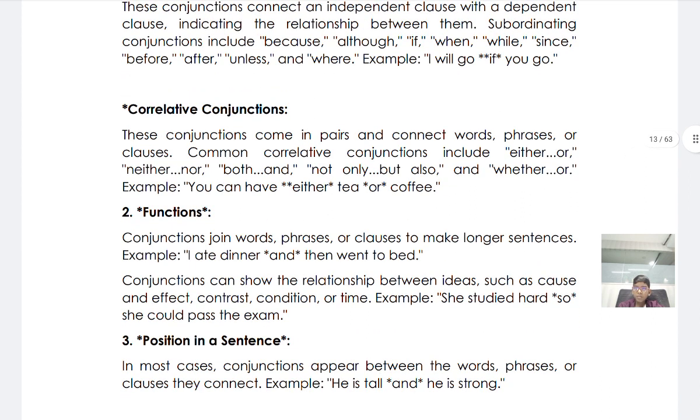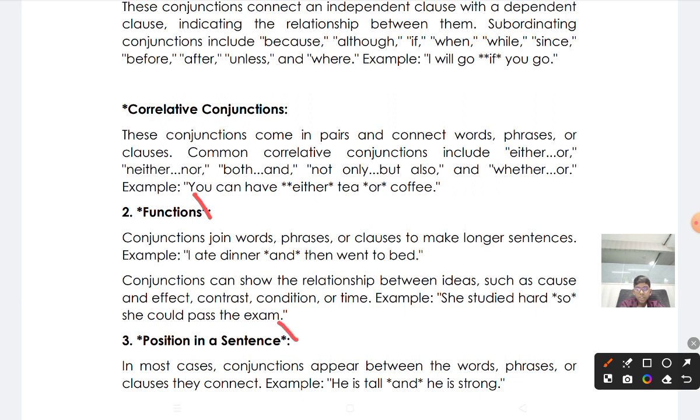So next comes the functions. Conjunctions join words, phrases or clauses to make longer sentences. Example, I ate dinner and then went to bed. Conjunctions can show the relationship between ideas such as cause and effect, contrast, condition or time. Example, she studied hard so she could pass the exam.